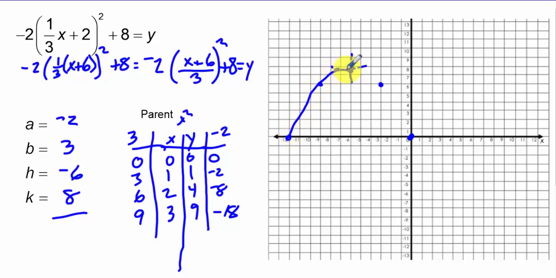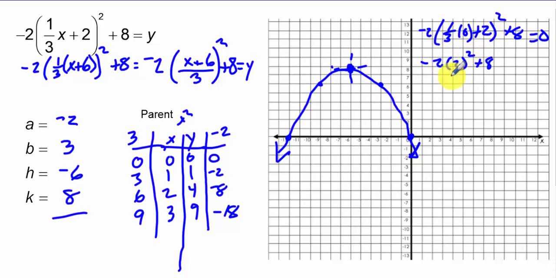All right. I could do the other point if I wanted. I think I've got room, but I'm just going to leave it at this. Like so. Don't want to walk away again. So let's use this point 0, 0. That's usually an easy one to check. So I have -2 times 1/3 times 0 plus 2 squared plus 8 better equal 0. This is -2 times 2 squared plus 8, which is 4, -8 plus 8, which is 0, check.